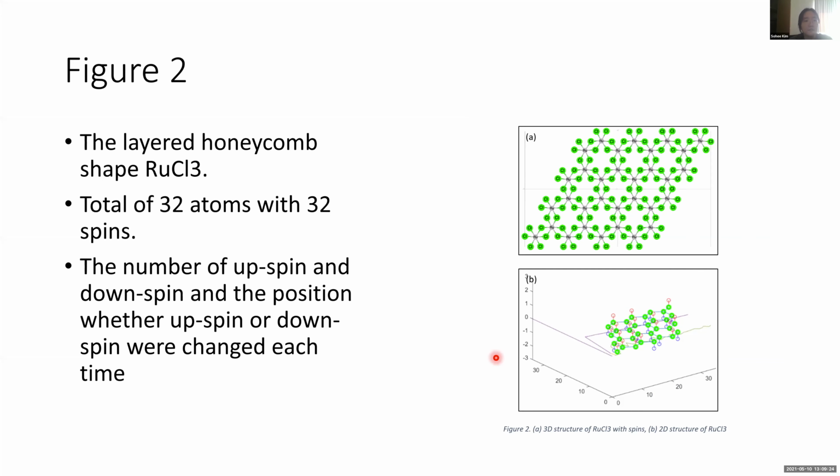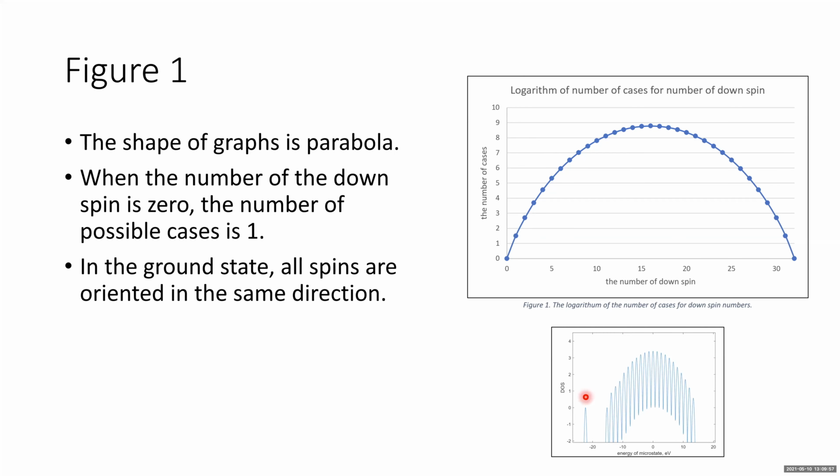Figure 2 shows the layered honeycomb of ruthenium chloride, and B shows a total of 32 atoms with 32 spins. The number of up spins and down spins can be changed according to the energy of the microstates, and the positions should be changed according to the energy of the microstate in this graph.